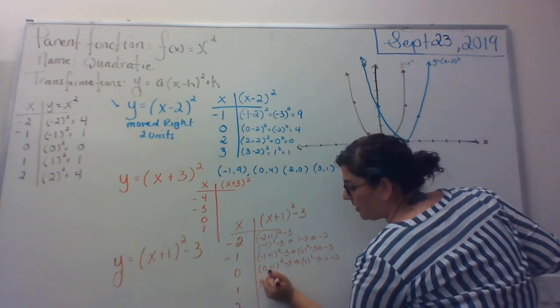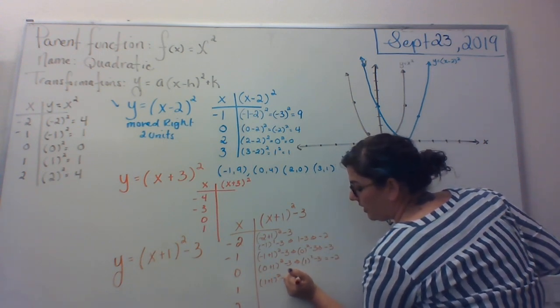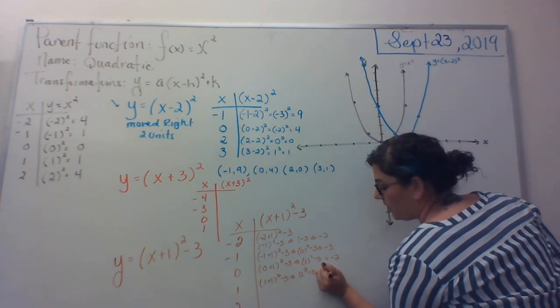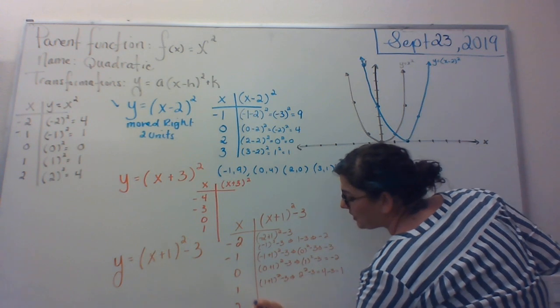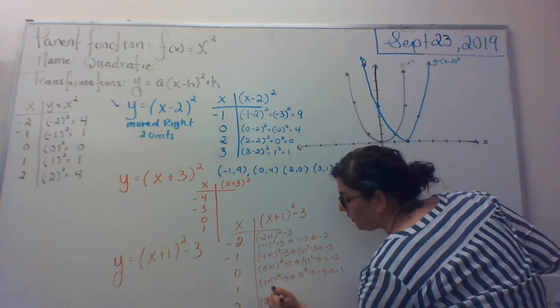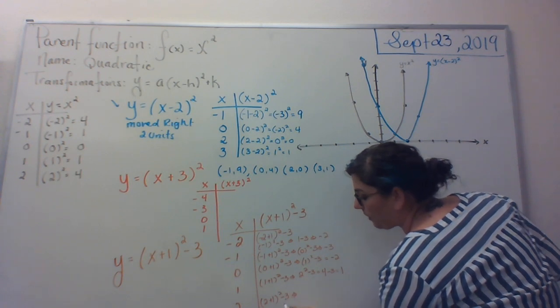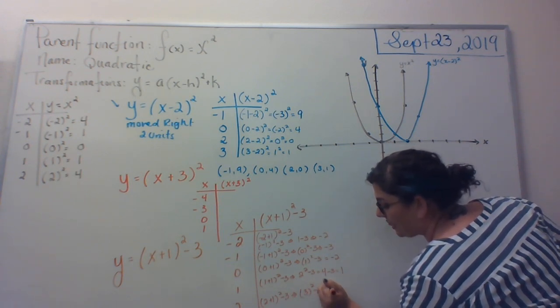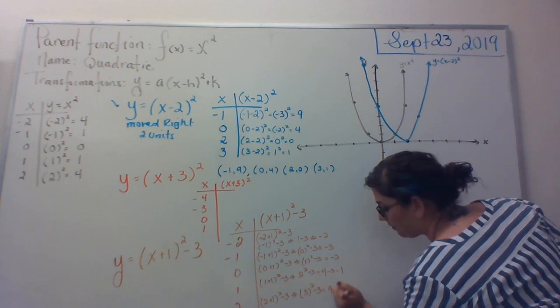1 plus 1 squared minus 3 gets me 2 squared minus 3, which gets me 4 minus 3, which is 1. And if you can do this math inside your head, oh my golly, please do. Or if you're using a calculator, I have no problem with that. So I'm doing it the long way so you can see where everything is coming from.